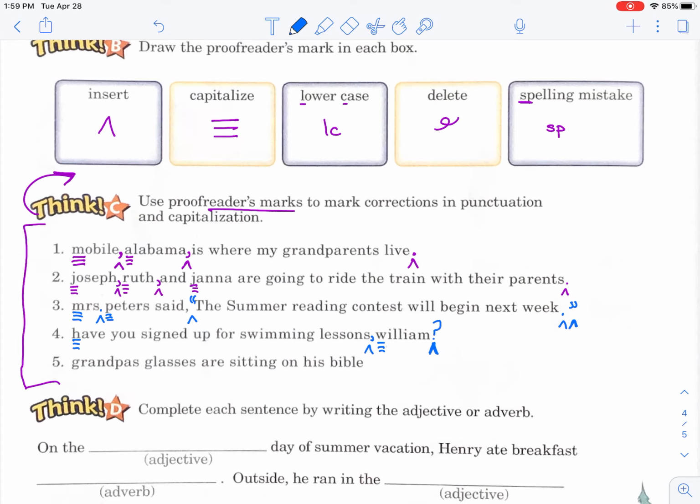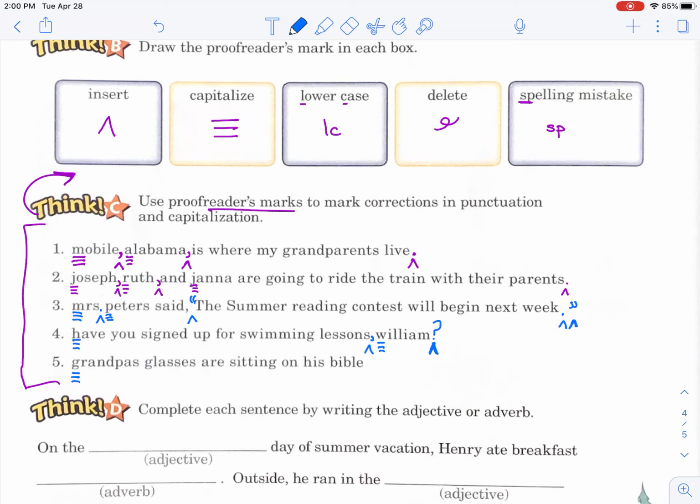Grandpa's glasses are sitting on his Bible. Okay, now it could be more than one grandpa, but I know that that's not the case because his Bible is singular. So look at that. Don't underline it, but just look at this. His Bible, I know it's just one grandpa. So if you're wondering if it's grandpa's glasses, could there be like five grandpas with glasses sitting on the table? Yes, but it doesn't say they're sitting on their Bibles. It's his Bible. So we know it's just one grandpa. Okay, so let's look at that again. Grandpa's glasses are sitting on his Bible.